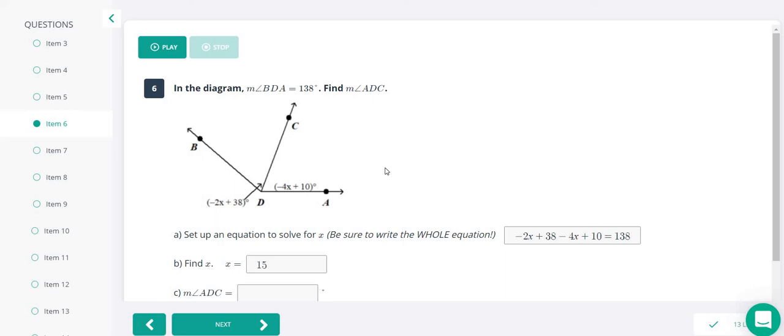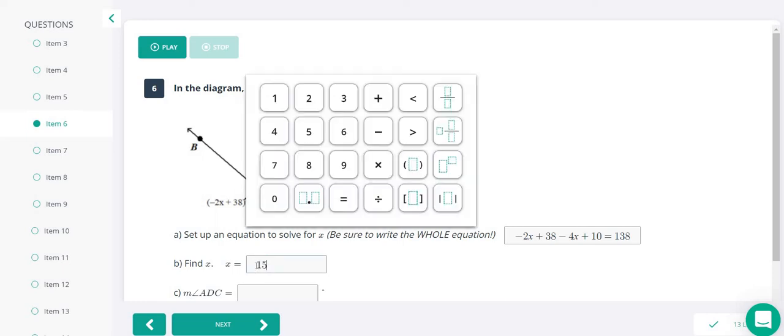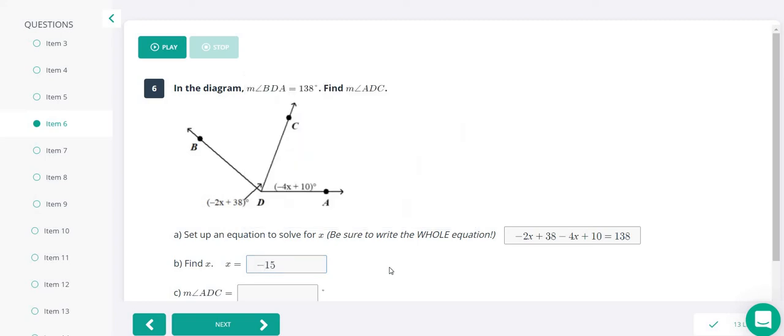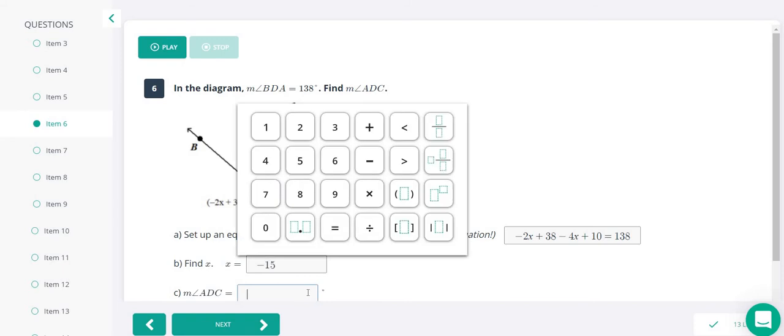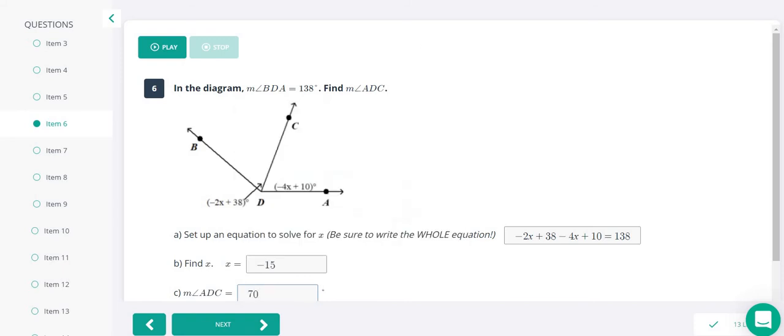Oh no, okay, I just realized I screwed that up. It is negative 15. If it was positive 15, we would end up with a negative angle, and you can't have a negative angle. That's not a thing. So obviously this was negative 15. Always make sure you don't lose your negative signs. So negative 15 times negative 4 is 60, plus 10, so the whole angle here has got to be 70.